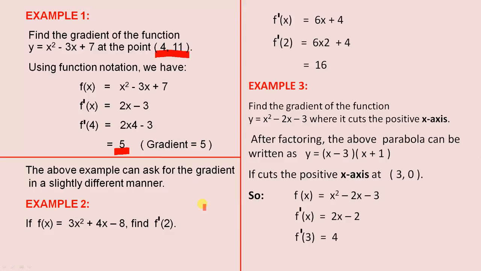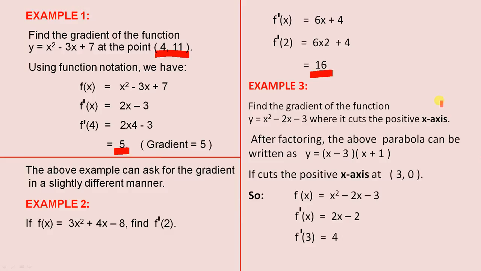The above example can ask for the gradient in a slightly different manner. Example 2. If f(x) equals 3x squared plus 4x minus 8, find f'(2). So, there is f(x) here. There it is. So, f'(x) is 6x plus 4. Therefore f'(2) is 6 times 2 plus 4, which is 12 plus 4, which is 16. So that's the gradient.